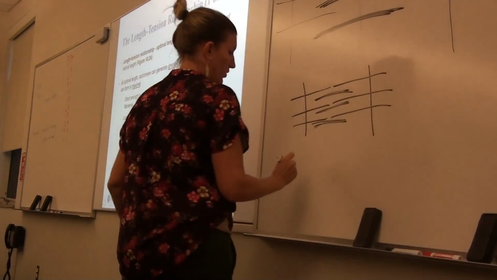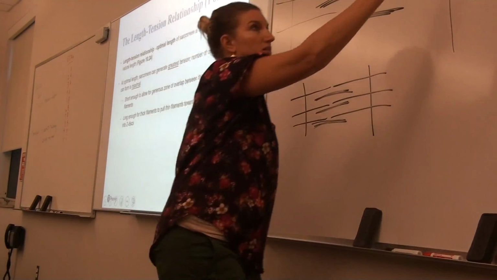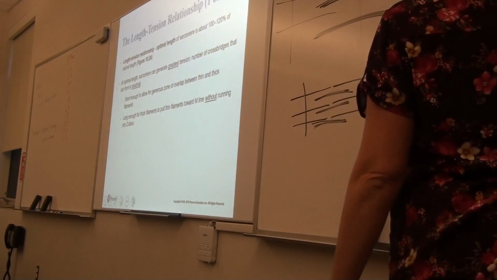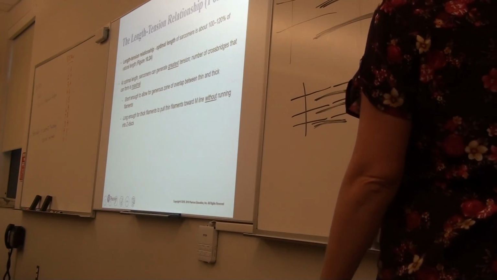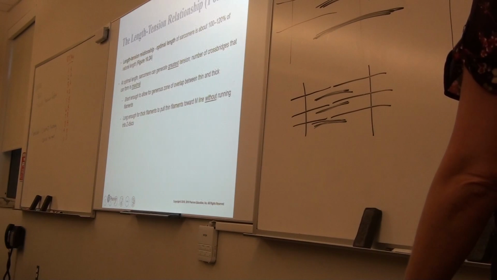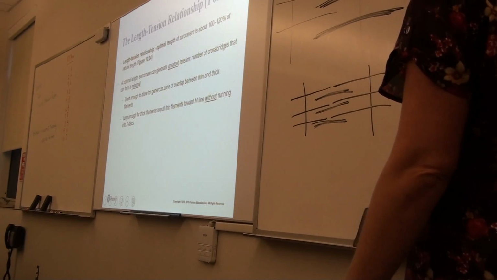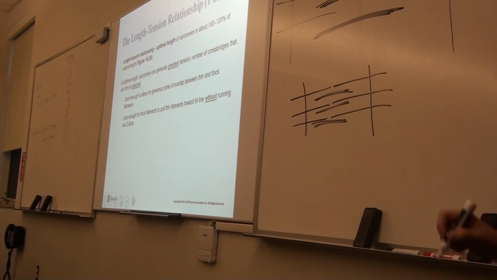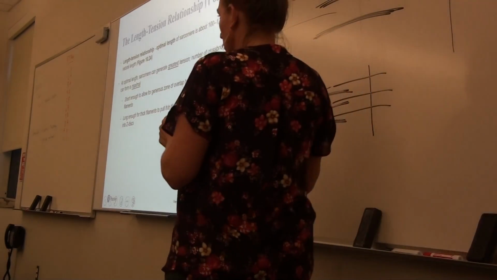Or what if the sarcomere was like this? What's wrong with that one? There's a lot of space. There's too much space. Is there any overlap? No. Almost none. So how are the myosin heads going to connect with the thin filaments if they're not even overlapping them? And so that's this idea of a length-tension relationship.